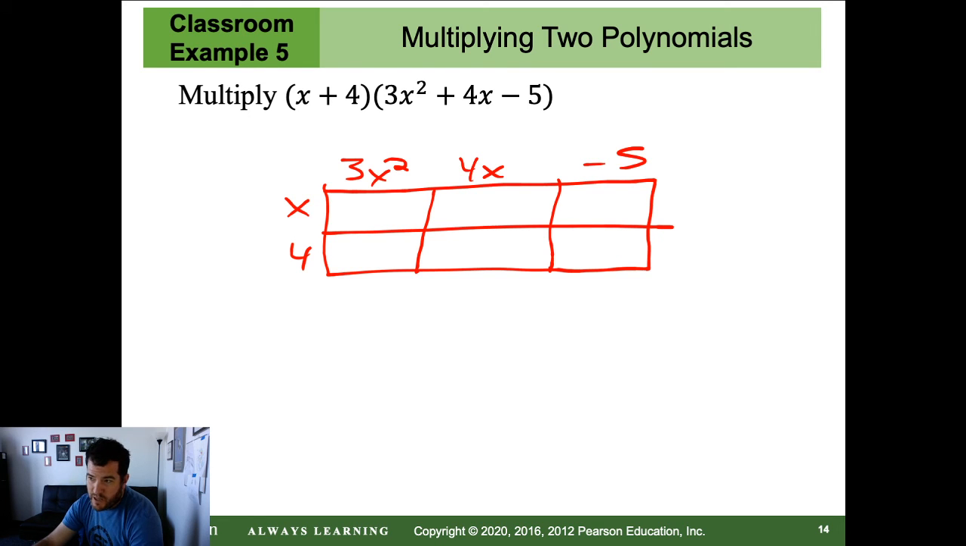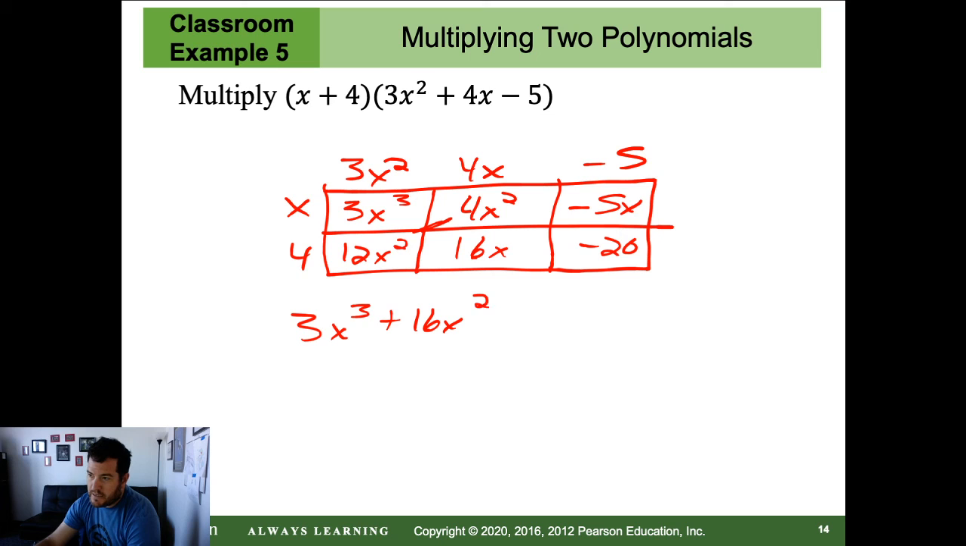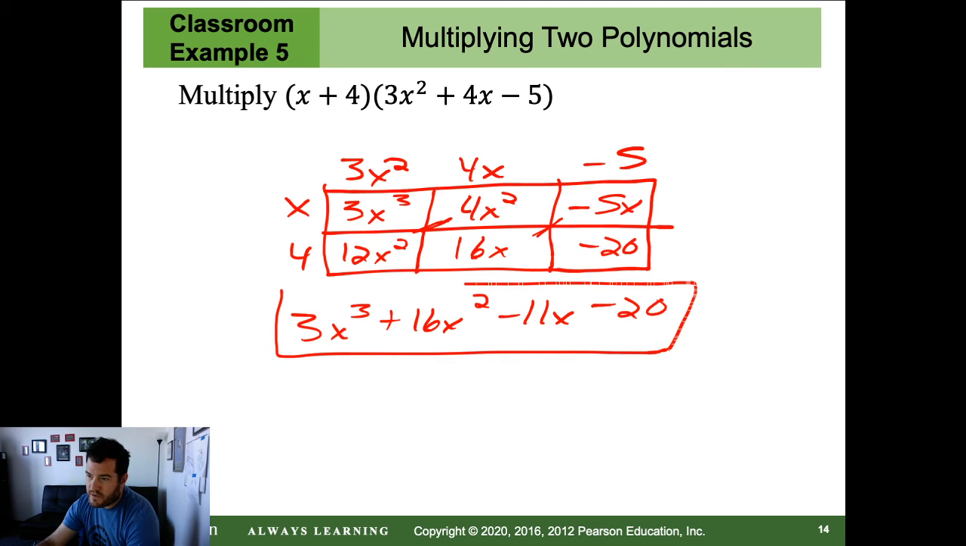Filling in my Punnett square, 3x squared times x gives me 3x cubed. 4x times x gives me 4x squared. Negative 5 times x gives me negative 5x. This is a 12x squared. This is a 16x. And this is a minus 20. So I've got 3x cubed. These are the only x squareds that I have, so I'm just going to add those right off the bat. These are the next ones that I have. And then there you go. So that should be your final answer.